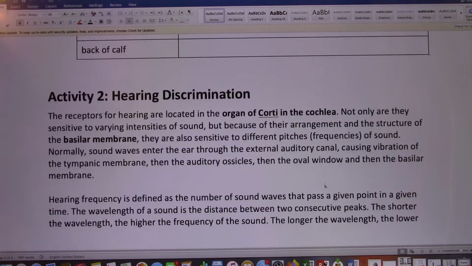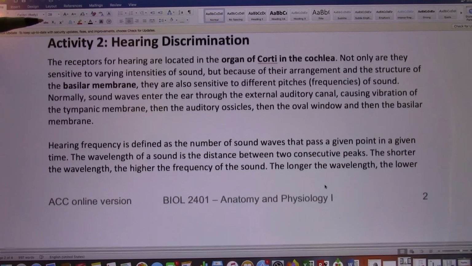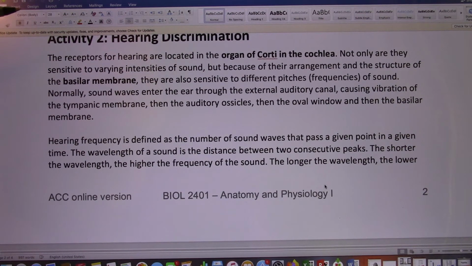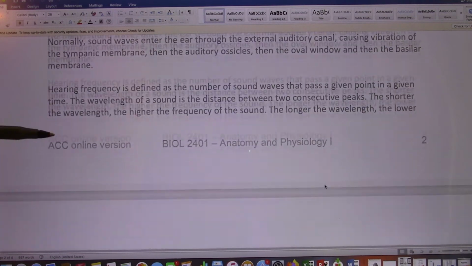The second one is the hearing test. This part explains the auditory transduction. I will leave it to you.